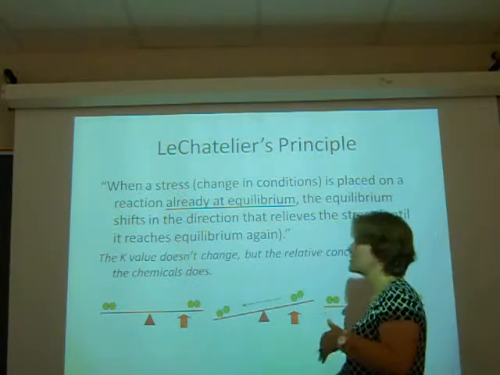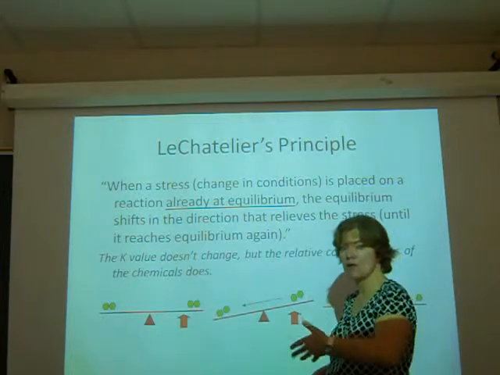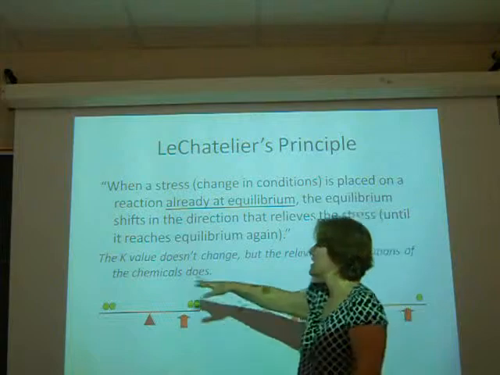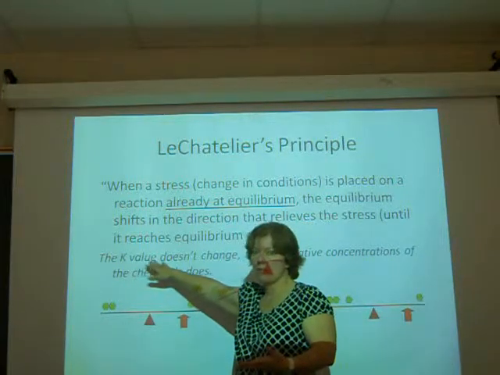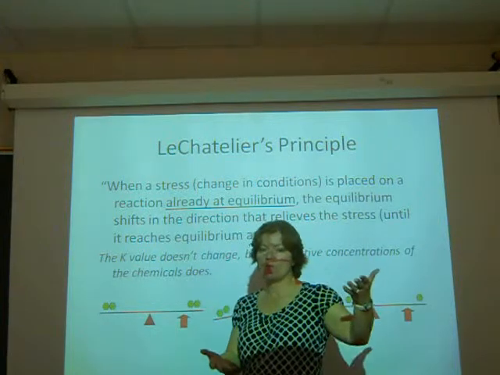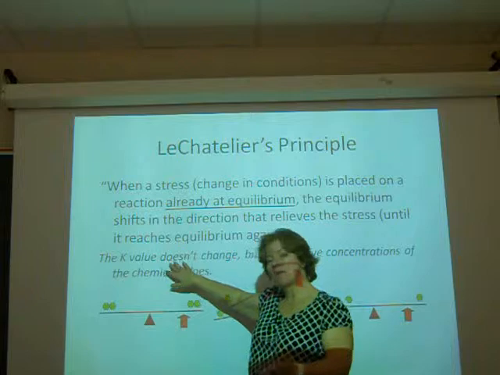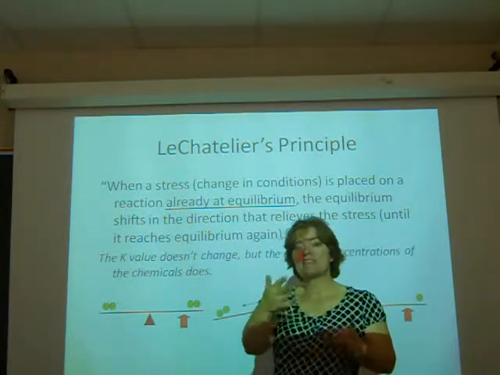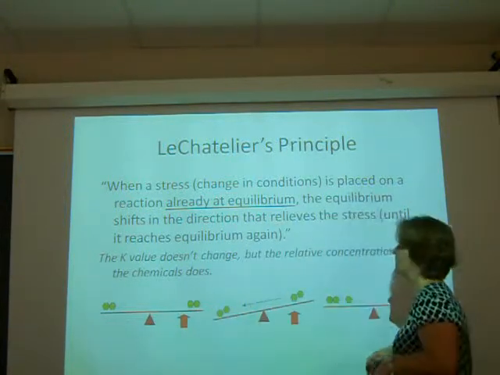When a stress is placed on a reaction that's already in equilibrium, the reaction is going to shift in the forward direction or the reverse direction, so in the direction that relieves the stress. The K value, remember, is a number that's equal to a ratio of products over reactants using that K expression, and that number can't change. So in other words, I have to keep the top and the bottom at that same fraction, and to do that, I'm going to have to adjust some concentrations.